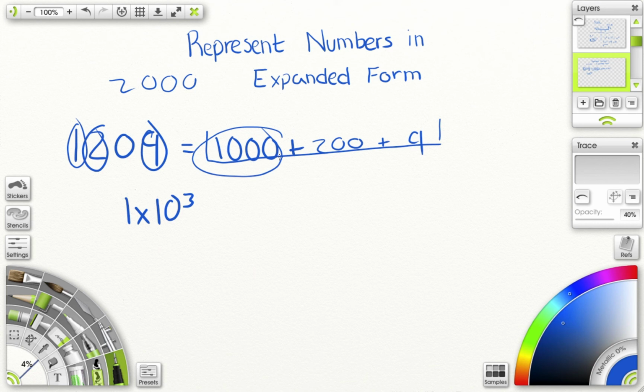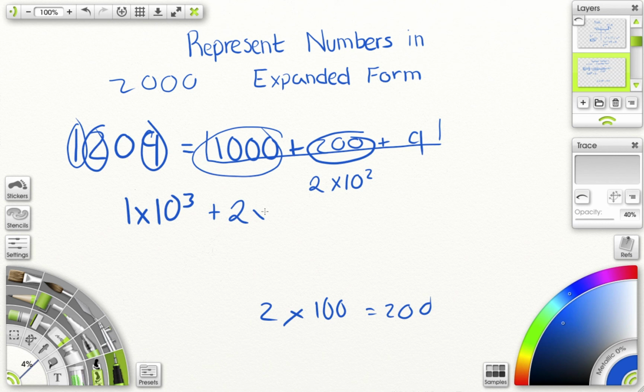Now let's deal with our 200. I'm going to break this 200 down into expanded notation. 200 would be 2 times 10 squared, or 10 to the power of 2. Reason being is 2 times, what's 10 times 10? 100. 2 times 100 equals 200. So I do 1 times 10 to the power of 3 plus 2 times 10 to the power of 2.